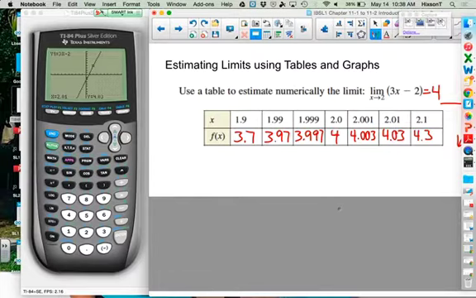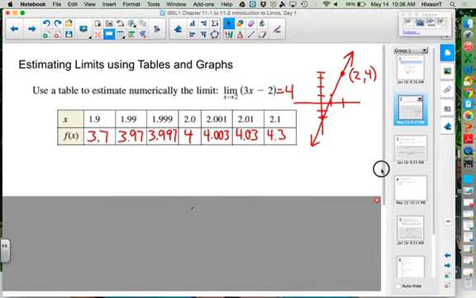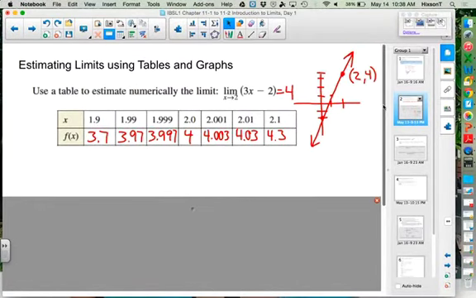On the Inspire, if you hit menu, and then number 5 is trace, and then you can type in numbers just like on the 84. Okay? All right, so that seems pretty simple.